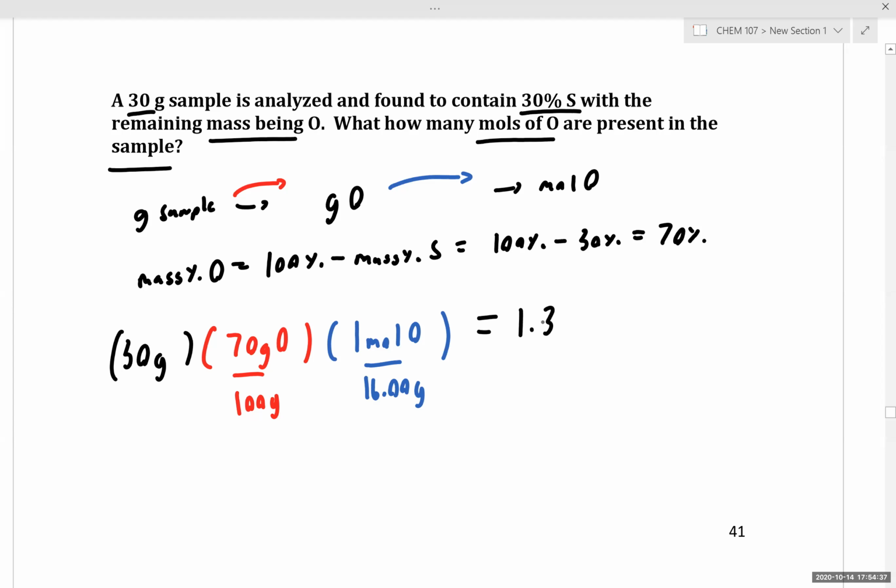That in turn gives us 1.3125 moles of oxygen that we round to 1 mole of oxygen, as we only have one significant figure in our input. Does that make sense to everyone?